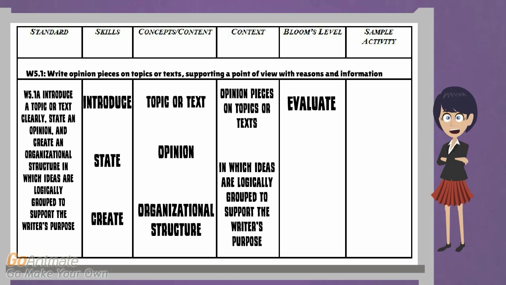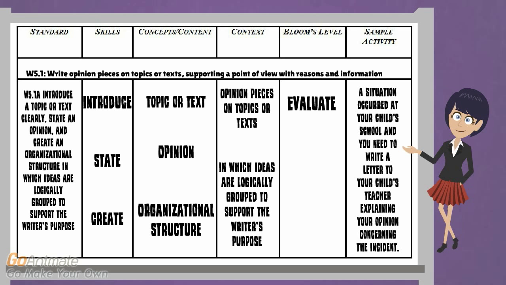I am happy with what I have done, so now I have to create an activity that I can use in class to help students with these skills and concepts. Let's see, I can have each student write a letter to their child's teacher, in which they state their opinion about a situation that came up at the school, explaining their opinion. Okay, now I'm all finished and have the start of a good lesson for my class on writing opinion pieces. I will do the same thing for the other benchmarks.